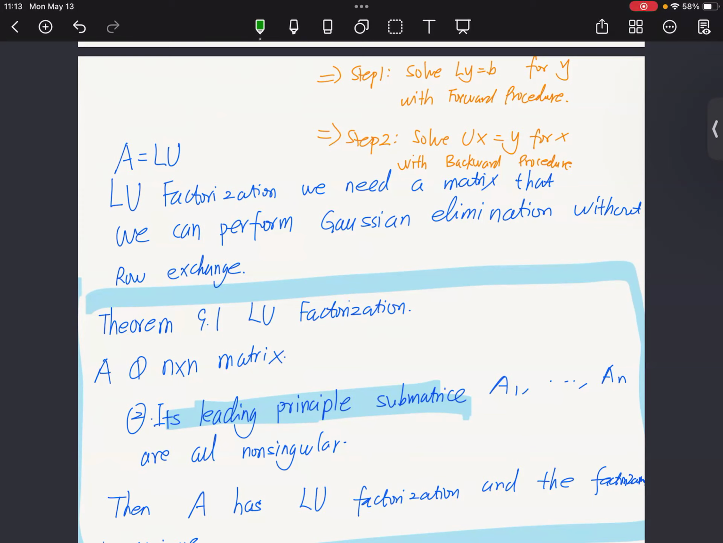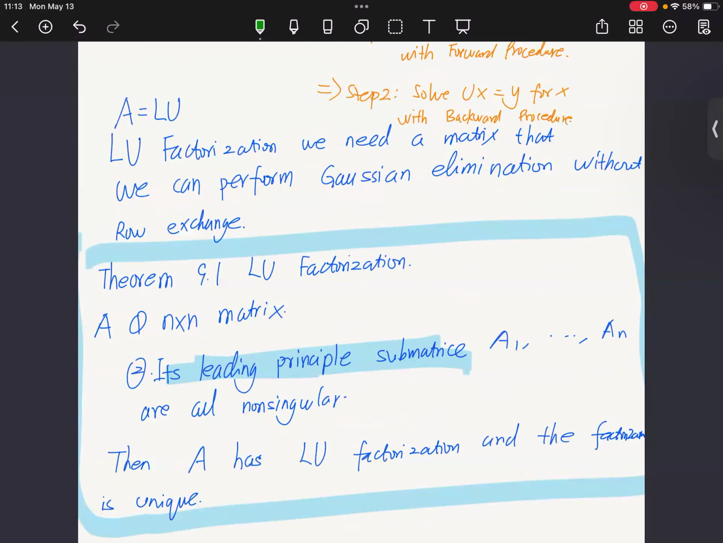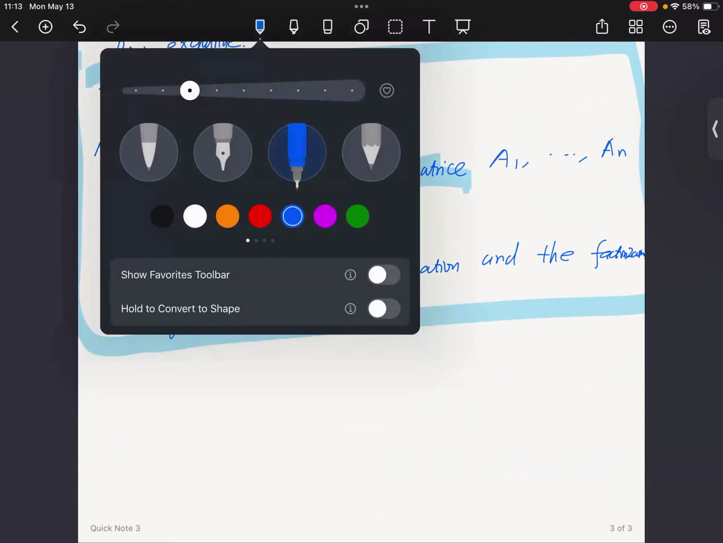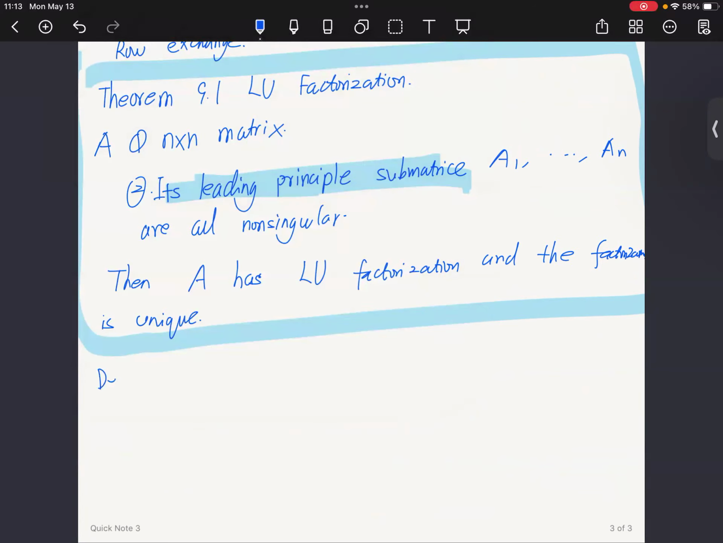There are several definitions here. First is the leading principal submatrix, and the second one is non-singular. So first, I'm going to give you the definition of the leading principal submatrix. To understand this theorem, there are the definitions of the leading principal submatrix.